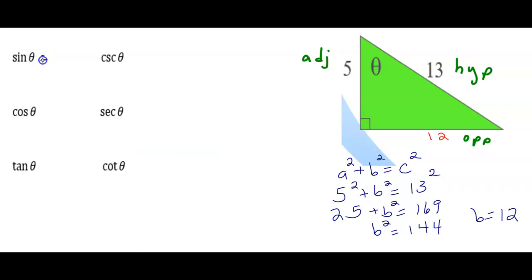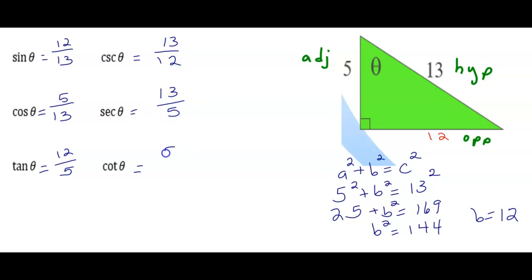So sine of theta is defined as opposite over hypotenuse. So 12 is my opposite over 13. Cosine is adjacent over hypotenuse, so 5 over 13. Tangent is opposite over adjacent, so it's going to be 12 over 5. And then to find cosecant, secant, and cotangent, all you do is take these guys and take the reciprocal. So 13 over 12 for cosecant. Secant is 13 over 5, and cotangent is 5 over 12.